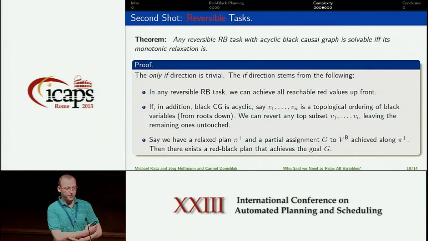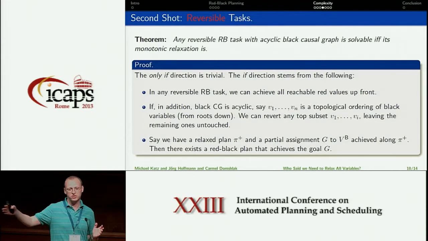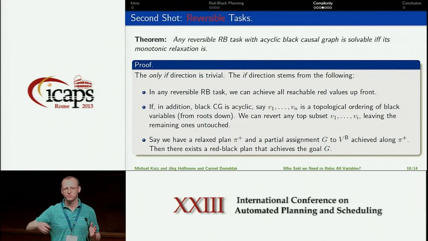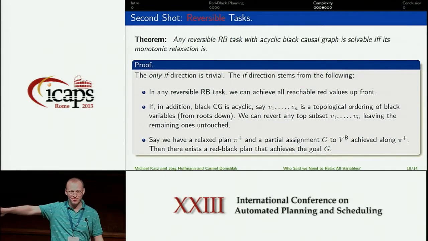Okay, so the proof is based on 3 lemmas. I will briefly mention them now, and I'll explain each of them separately. The first one is that, since we are talking about plan existence and not plan generation, we can assume that we can reach all the reachable red values up front, and then just forget about the red variables.